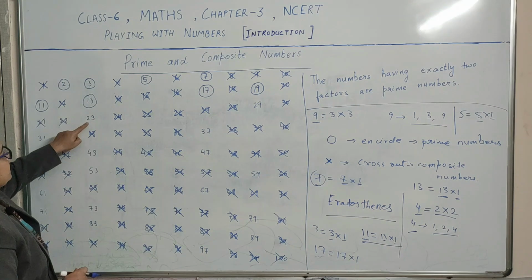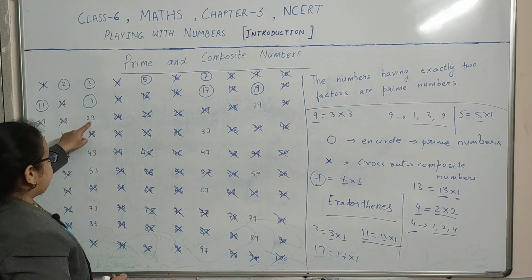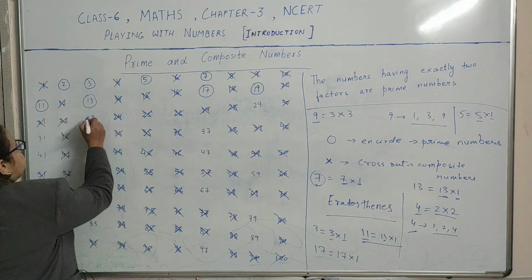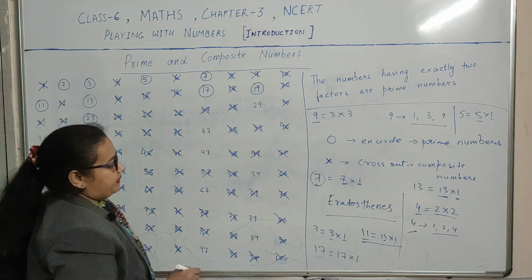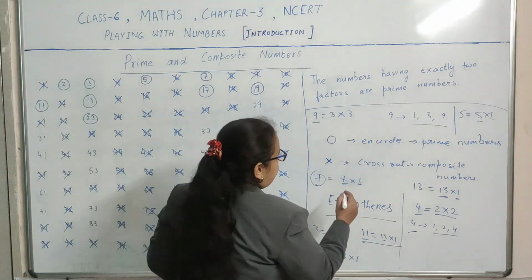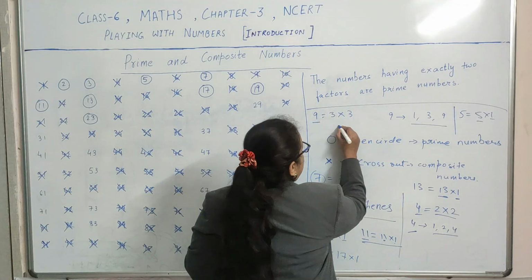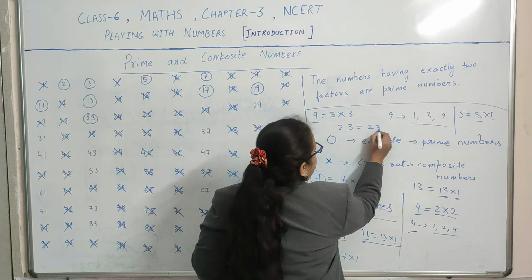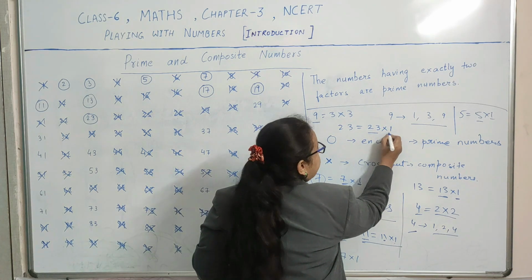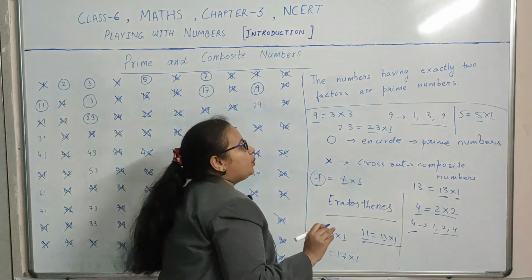You can check it. See, now the next number which is not crossed out is 23, and 23 is a prime number because 23 can be represented as 23. See, there is no space. 23 can be represented as 23 multiplied by 1. So it has only two factors, 23 and 1.